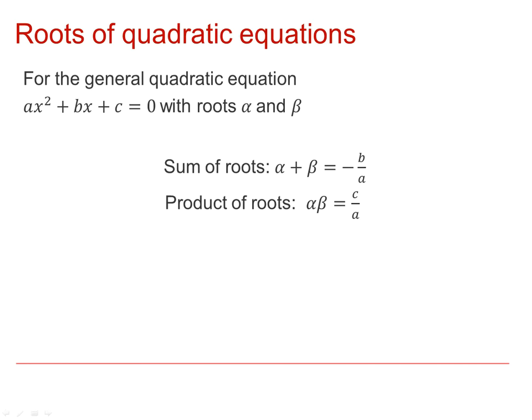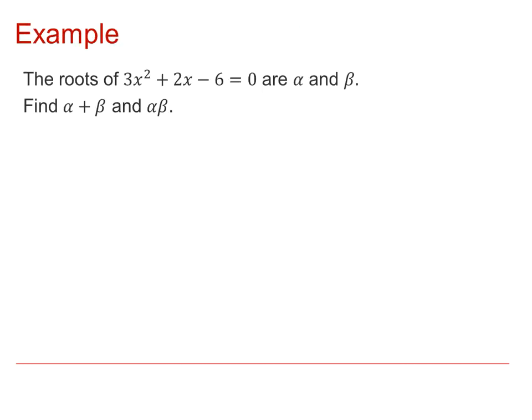Well, in section 1.1 we found that for the general quadratic equation the sum of the roots alpha plus beta was equal to negative b over a, and the product of the roots alpha beta was equal to c over a. So a straightforward question that we might be asked would simply be to find the sum and the product of the roots in this situation here.